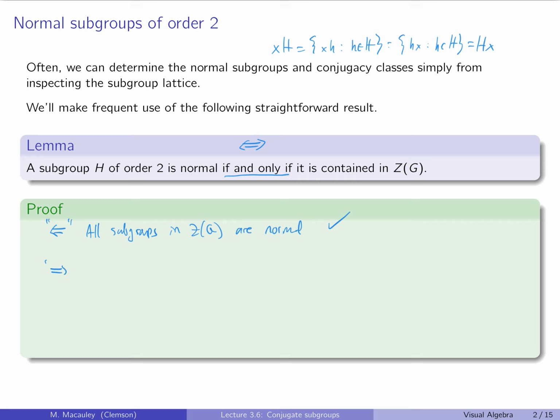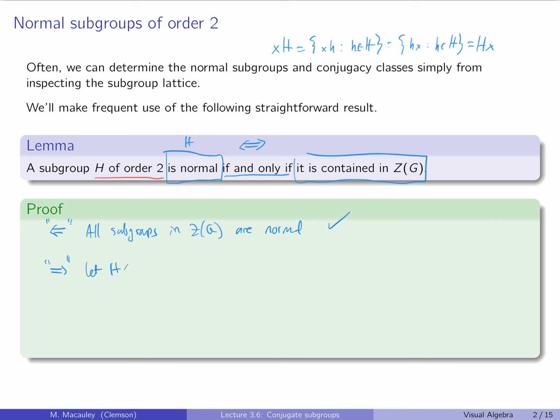Let's do the forward direction. So let's suppose that H has order 2. Oh, and I should say, just to emphasize, this condition is not that H has order 2, it's that H is normal, and the other condition is that it is contained in the center. So the subgroup of order 2, that's just an assumption.